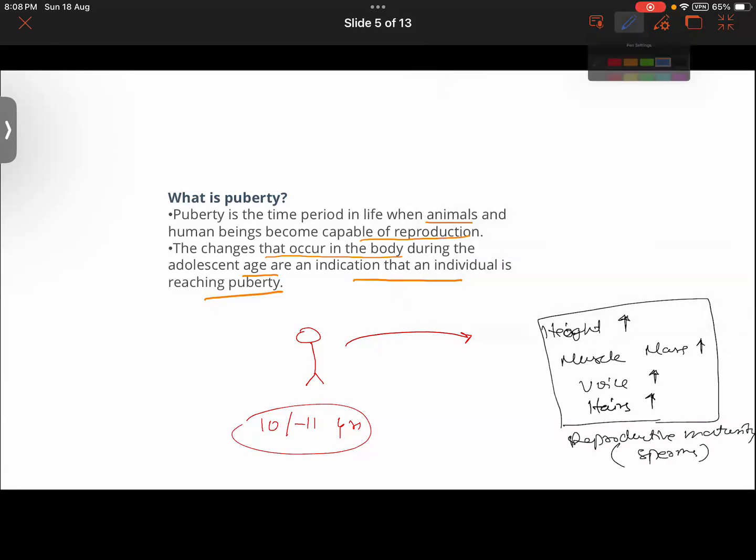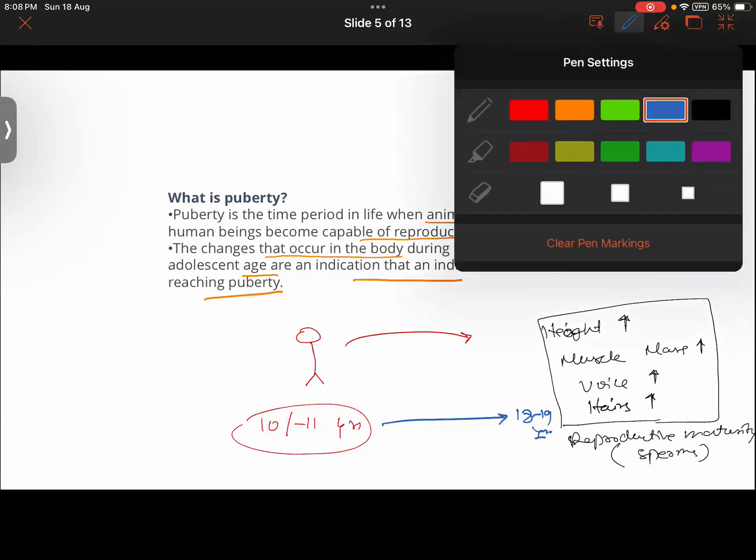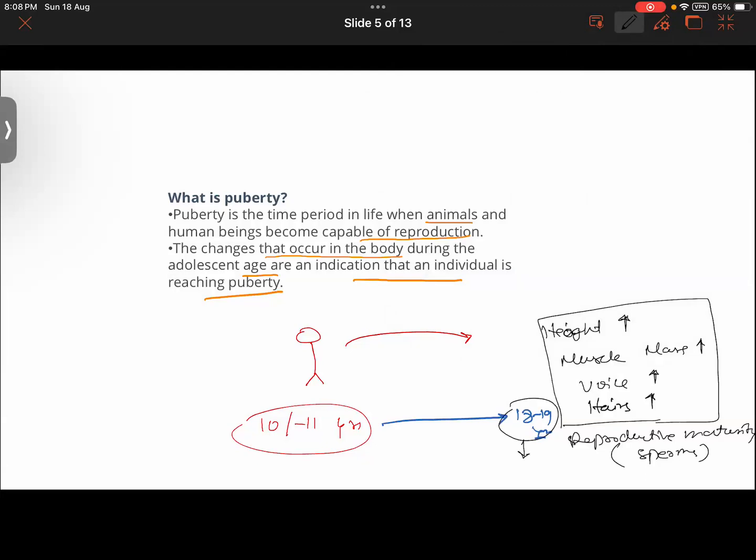So all of these are indications that during the adolescent age, between 10 to 11 years to 18 to 19 years, this person is reaching towards puberty. When the boy reaches the age of 18 to 19 years, this is his puberty, when his body has gone through maximum changes and he has become capable of reproduction because all the necessary changes have occurred in the body. So that is the concept of puberty. Hope you're getting this.